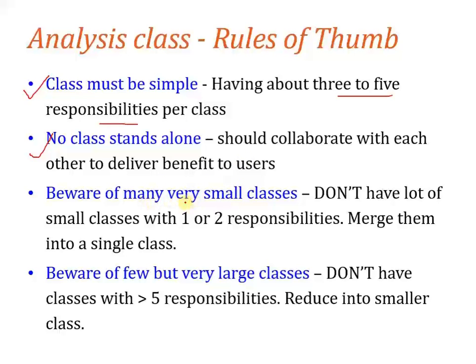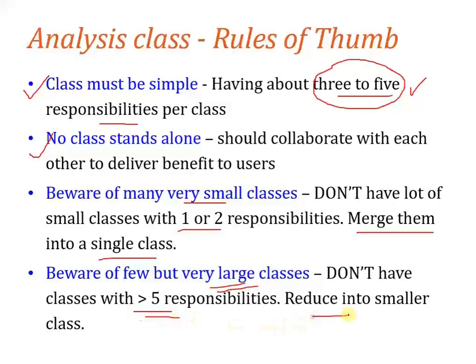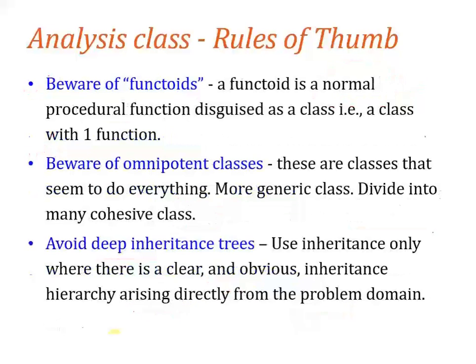Beware of many very small classes. Don't have a lot of small classes with 1 or 2 responsibilities. As we have already discussed, 3 to 5 responsibilities is apt for any particular class. In such a case, if you have many classes with 1 or 2 responsibilities, you can merge them to form a single class. Similarly, beware of few but very large classes. Don't have classes with more than 5 responsibilities. In such a case, reduce them into smaller classes.